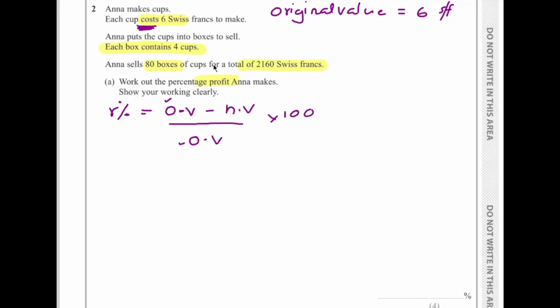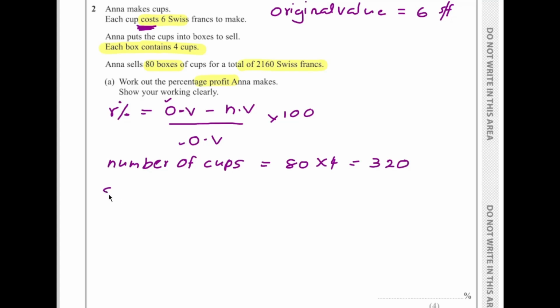How do I get selling price for one cup? I need to get the number of cups that one sold. How do I get number of cups? I know that there are 80 boxes sold. In each box, there are 4 cups. Then let's find out the number of cups that one sold. Number of cups equals 80 into 4, which comes as 320.